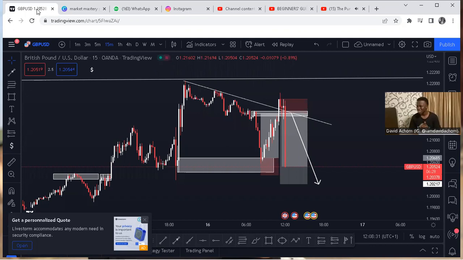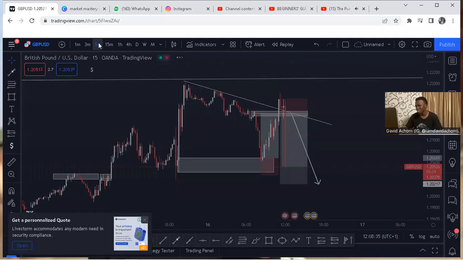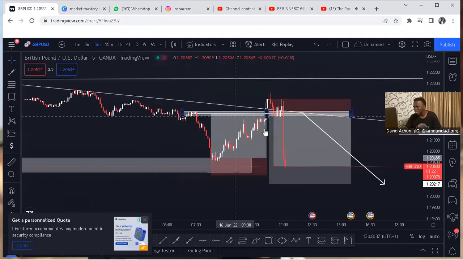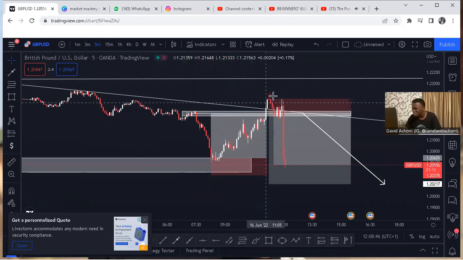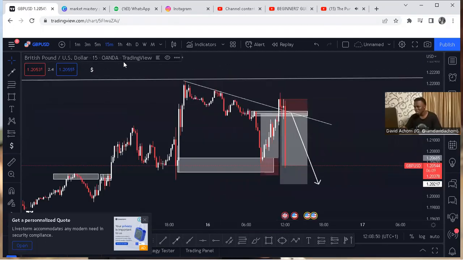Jesus. Look at this dump. I knew that it would dump. It was heavy already. Look at the clear M pattern. When I saw this move, I knew that we'll see a similar move here. Oh boy, look at this. Sorry, hold on. Let me go and close out my trade.